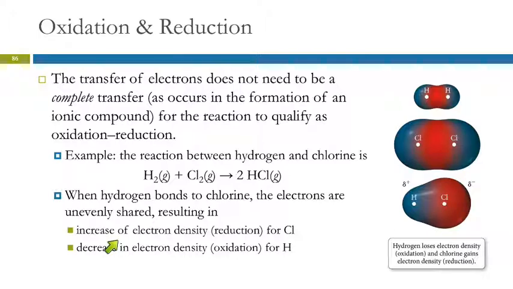So we've got an increase in electron density for chlorine. Reduction is gain of electrons, or gain of electron density. You don't have to gain a whole electron, you just have to get a little bit more than the other guy. A decrease in electron density is oxidation. Loss of electron density. Okay?